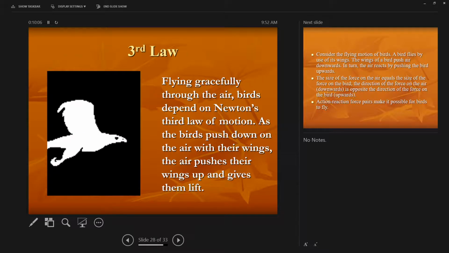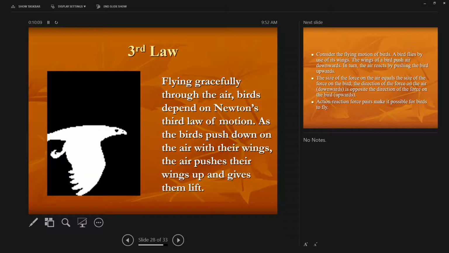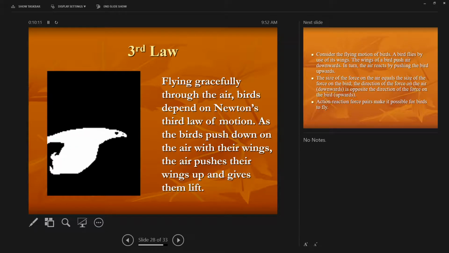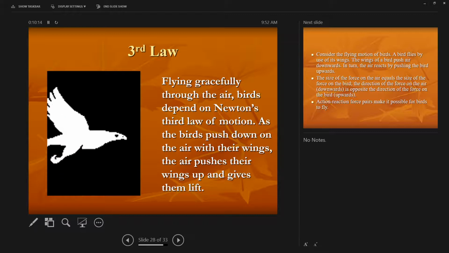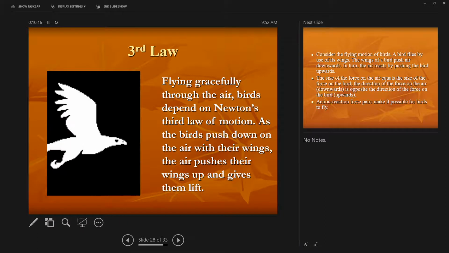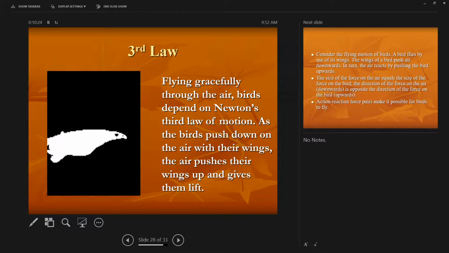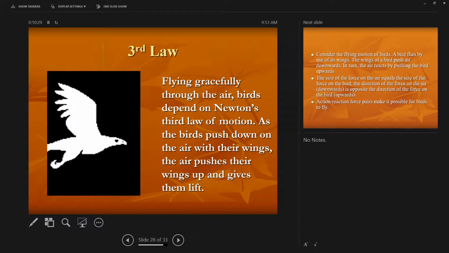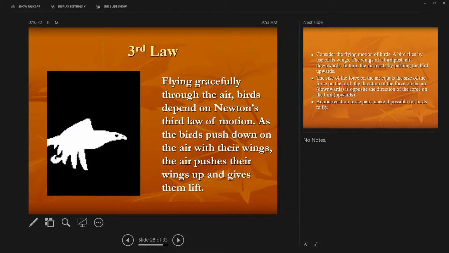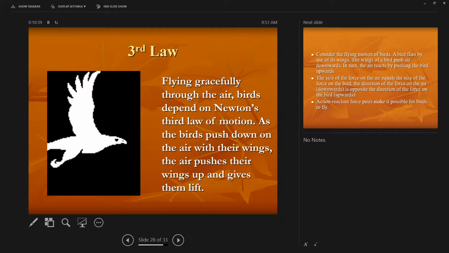Flying gracefully through the air, birds depend on Newton's third law of motion. As the birds push down on the air with their wings, the air will push back upward, giving them lift. Again, for every action, there's an equal and opposite reaction. Every time you interact with something, it's going to exert an opposite force on you, and they're going to be the same force. So if you were to punch a brick wall, the amount of force impacted on your hand will be as strong as you punch.